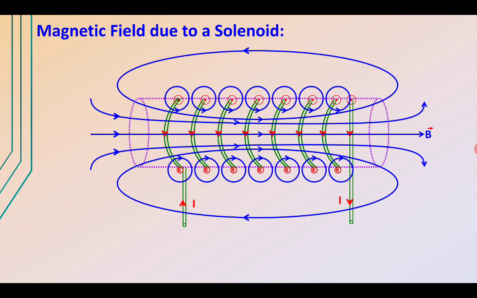So there is a tip to find out the poles. We can see that the end from where the field lines are going away represents the north pole, and the end where the field lines are entering represents the south pole of this solenoid. As we know, a current carrying solenoid always behaves as a magnet. It is represented by a magnet through which the current is flowing.